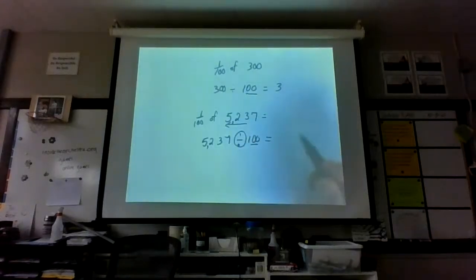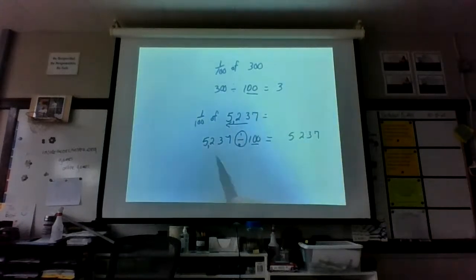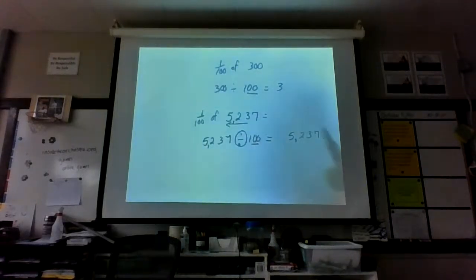Where is the decimal point at right now in 5,237? Behind the seven. When we have a whole number, if they don't show us a decimal, where's the decimal always at? Behind the ones. Which one of these numbers is in the ones place value? 7. So our decimal point's right here, right now. It needs to move what direction? Left, because we're dividing. The numbers are going to get smaller, which makes the decimal point move to the left. How many spots? 2.